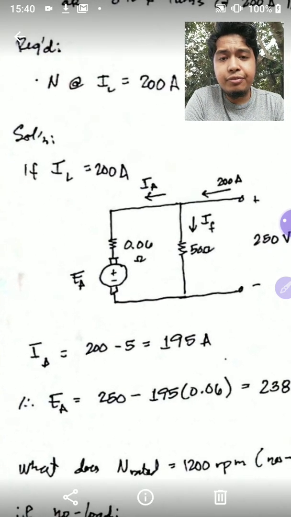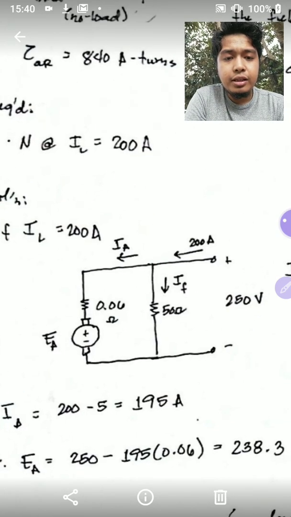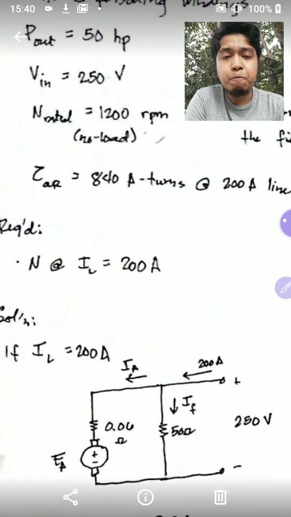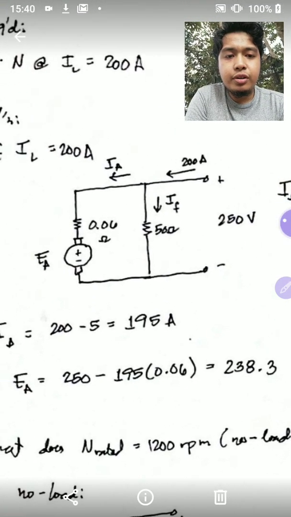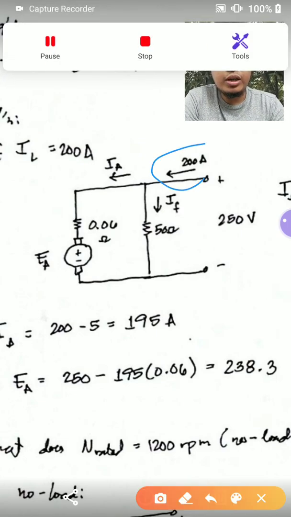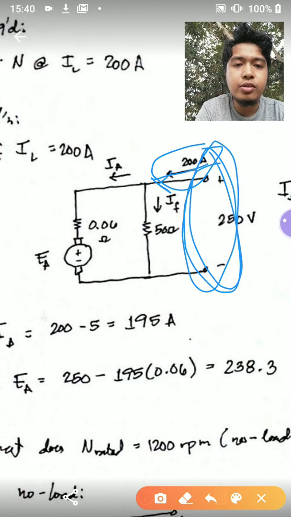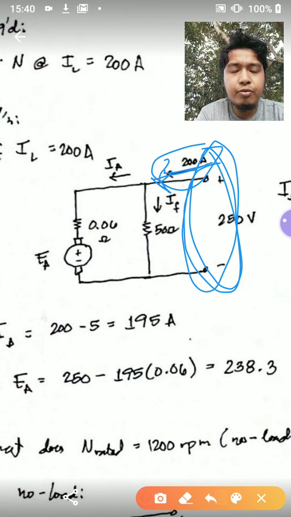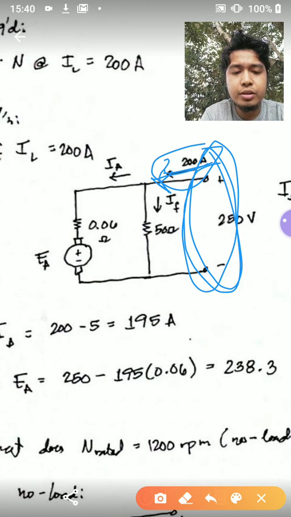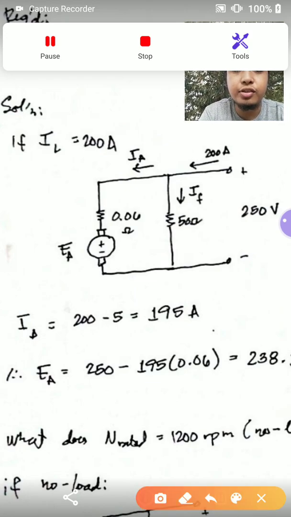Okay, so if the line current is 200 amperes, this is what your DC shunt motor will look like. Take note of the direction of the current. The current goes into the machine. You have the terminals here, 250 volts. The line is 200 amperes. The 50 horsepower is here.